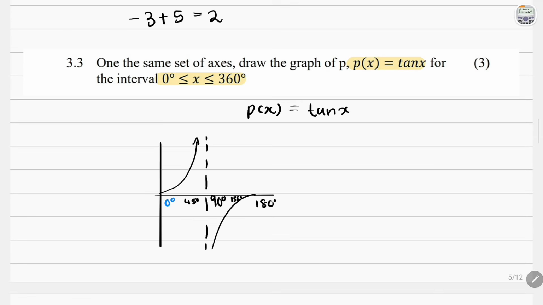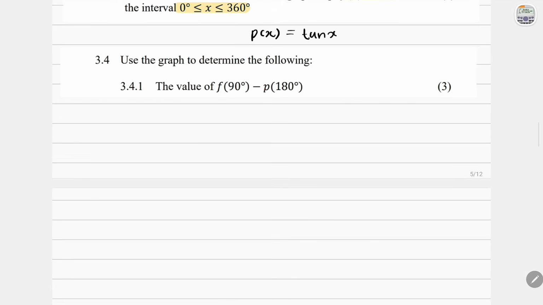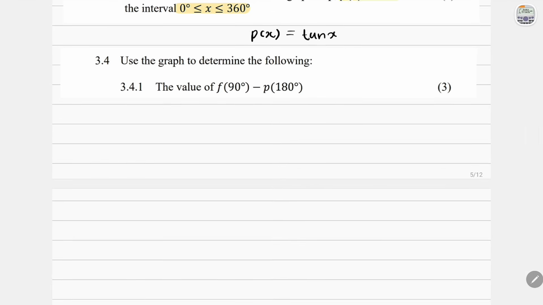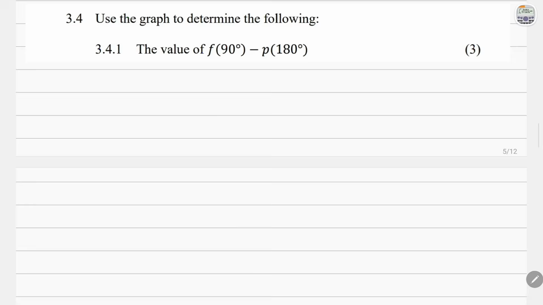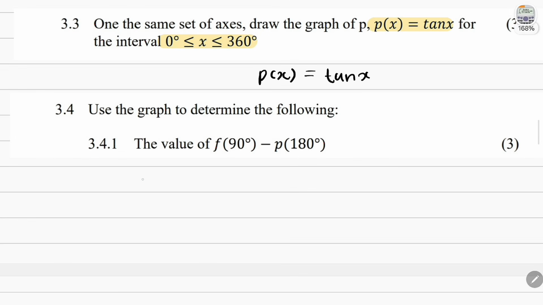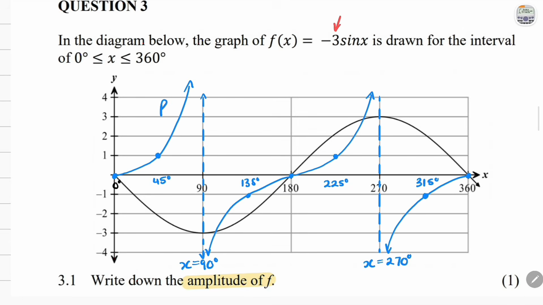Moving on to the next question. Question 3.4 says, use the graph to determine the following. So 3.4.1, the value of f of 90 degrees minus p of 180 degrees. Okay, so f of 90 degrees just means that we are finding the y value of f at x equals 90 degrees. So let's look at the graph of f.